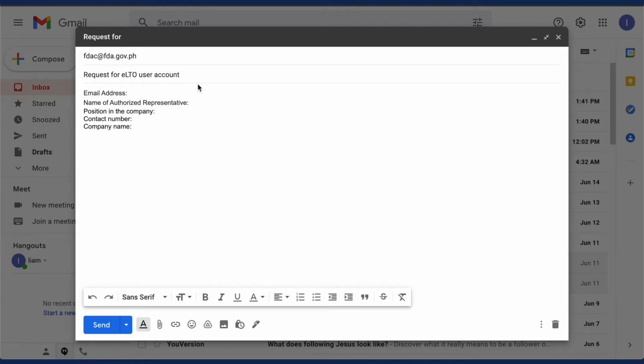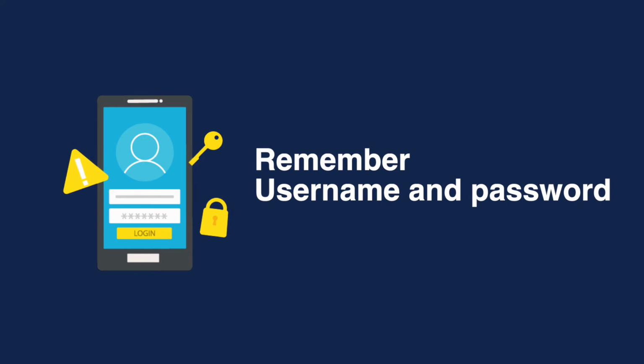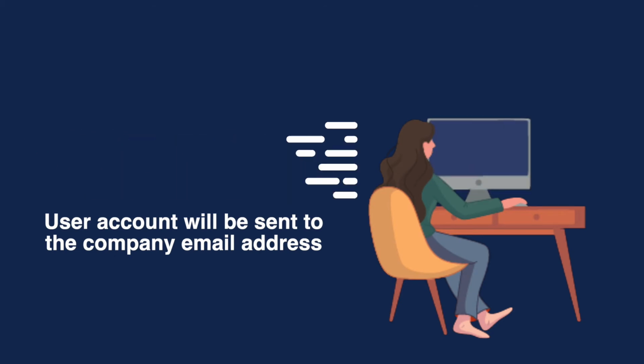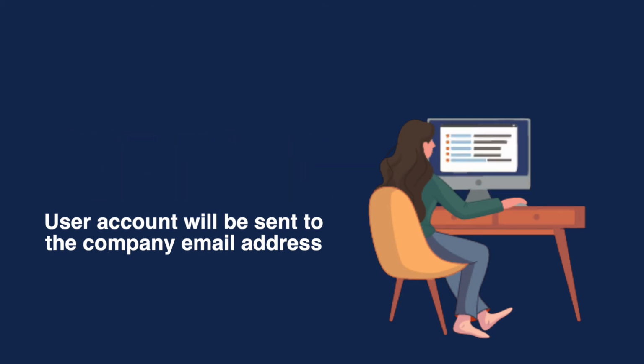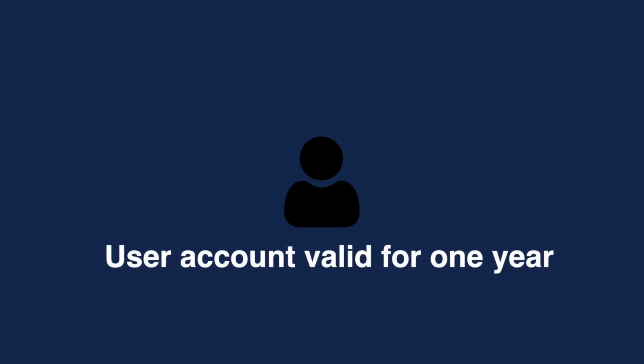Wait for the FDA to email you with a username and password. The username and password is company specific, so be sure to remember them and not let anyone use the company user account. Take note that the user account will be sent to the company email address provided in the body of the request and not to the sender's address. The user account details are only valid for 1 year.